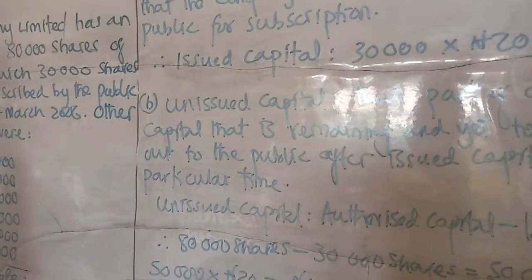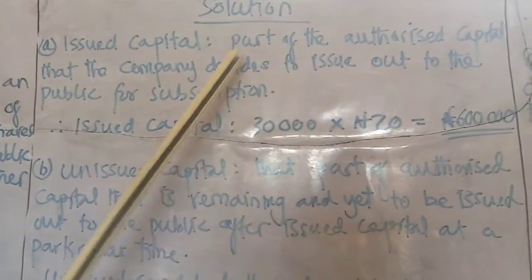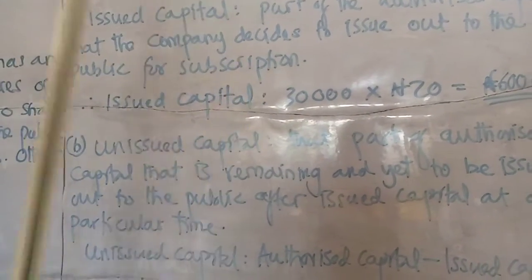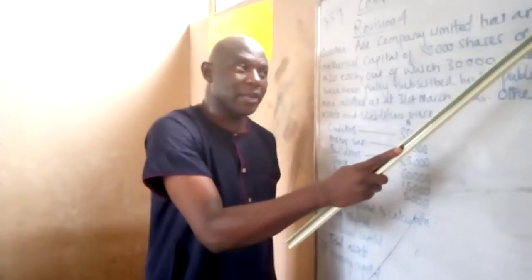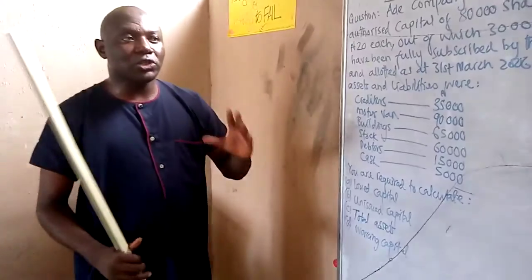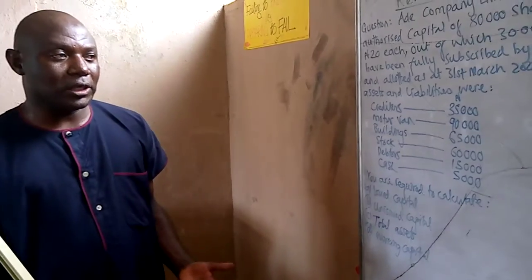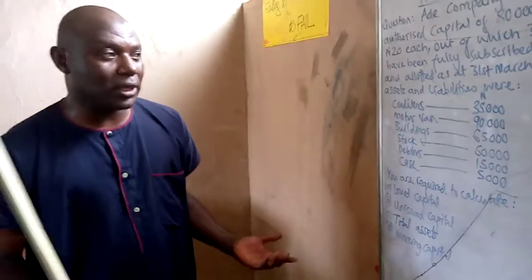Calculate the issued capital. But before that, it is very important for us to know the meaning of issued capital. It is part of the authorized capital that the company decides to issue out to the public for subscription. However, it is not important for you to state the meaning or the formula of the issued capital, because the question did not require you to do that, but it will only help you in solving the question, because understanding the concept is very, very important. If you understand the concept, I promise you have solved about 80 or 90% of the question. So therefore, let's move. Therefore, issued capital will now be what?